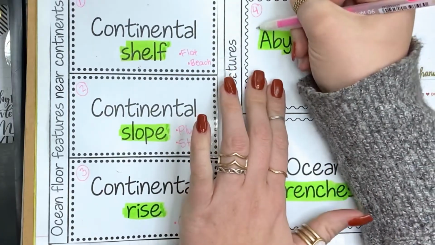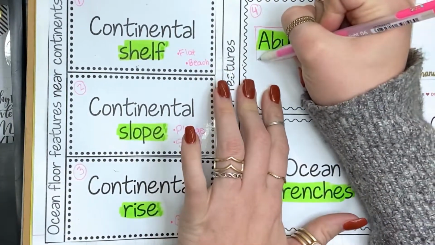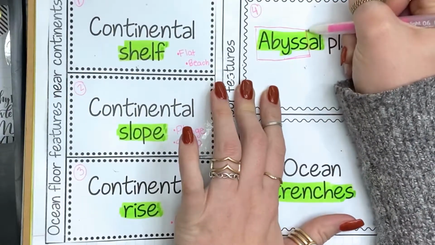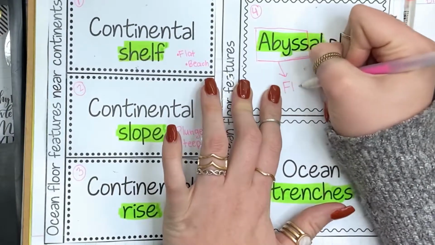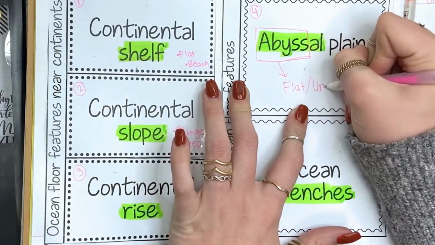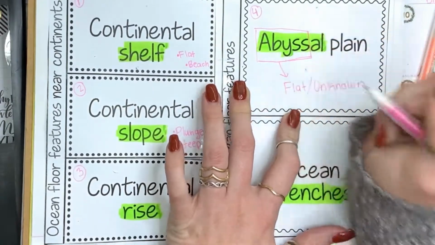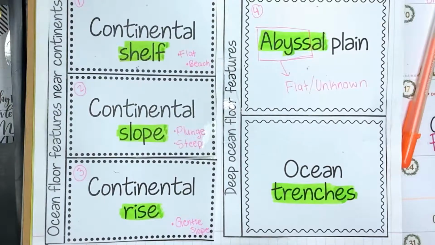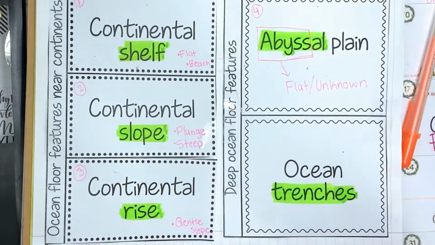Okay, this word right here, abyss. It is a piece of the word abyssal. That actually means flat and unknown. Okay, if something vanishes into the abyss, it vanishes into the unknown.